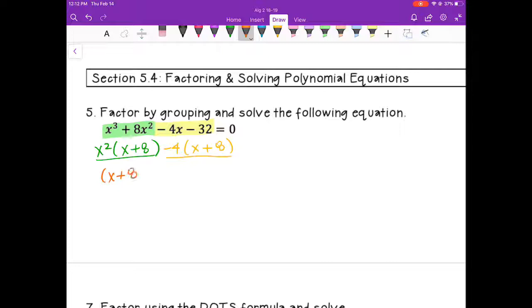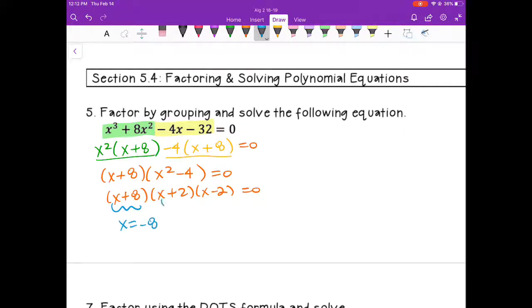So we pull that out, and when we do, we're left with that x squared minus 4, and still equal to 0. Now, we're not quite done factoring. Our x squared minus 4 is a difference of squares. So I have x plus 8, x plus 2, x minus 2. As I solve and I set each set of parentheses equal to 0, I find that x equals negative 8, negative 2, and positive 2.